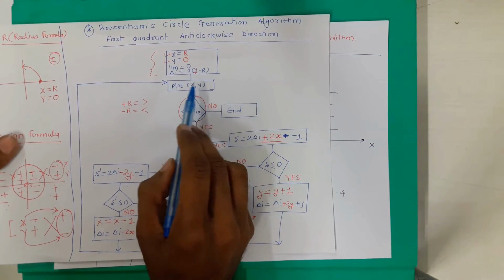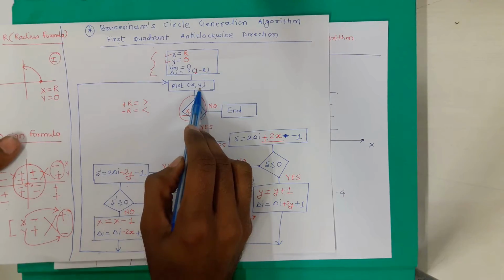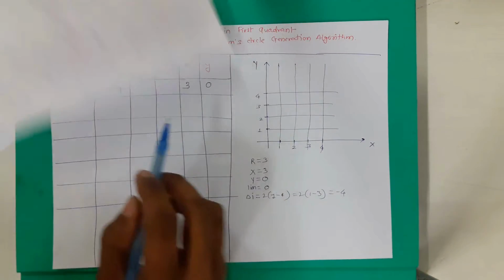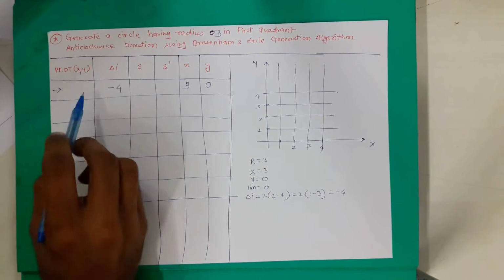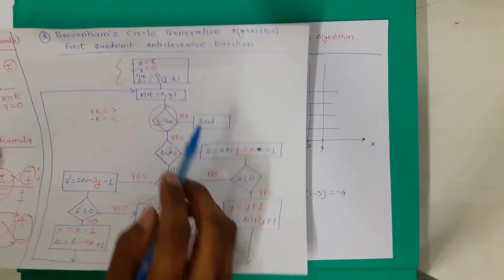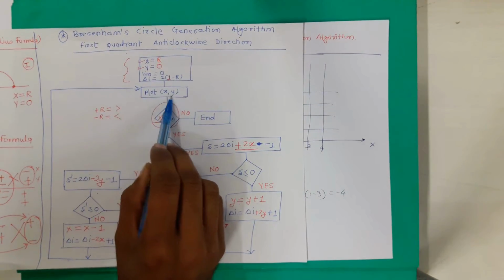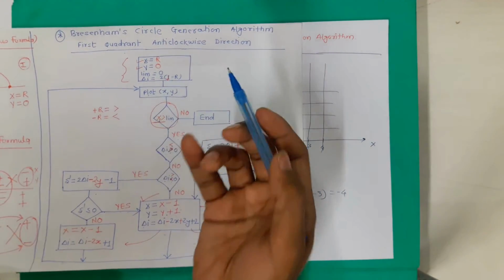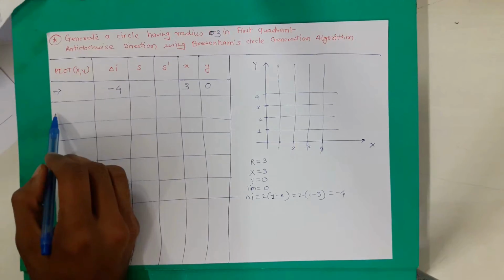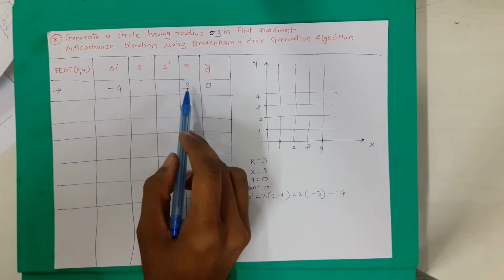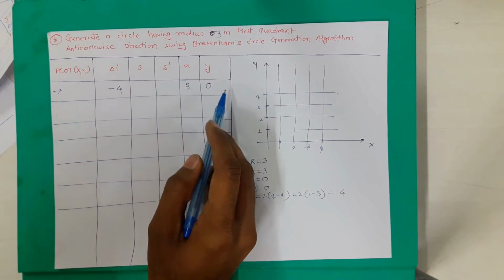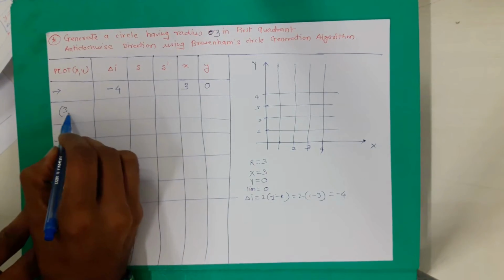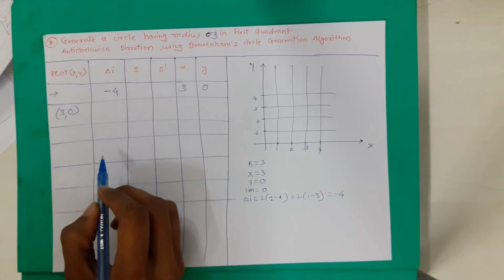Okay. After that, you have to plot x comma y. Whenever you plot x comma y, write it in the next row always for simplicity. So now we are in this row. Our current row is this. So if you want to plot x comma y, write it in the next row. So next row is this. Write down here plot x comma y. You know the value of x comma y, 3 comma 0. Write down here 3 comma 0.